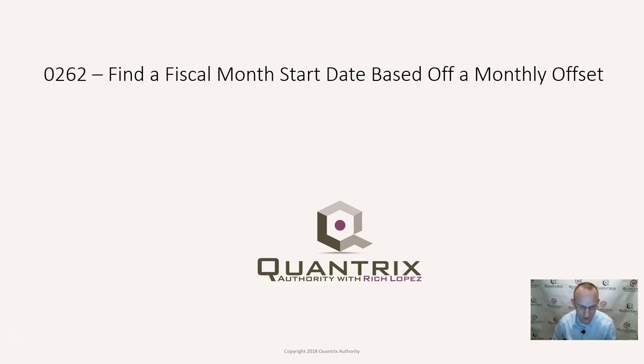Episode number 262, Find a Fiscal Month Start Date Based Off a Monthly Offset. I showed you in episode 261 how to find a fiscal month end date based off of some month entry for a month and a year. But let's say I wanted to go back 3 months or 6 months or 18 months from the month that I entered, and I want to find the fiscal start date of that month, you know, 3, 6, 18 months ago. How can I do that in Quantrix Modeler?